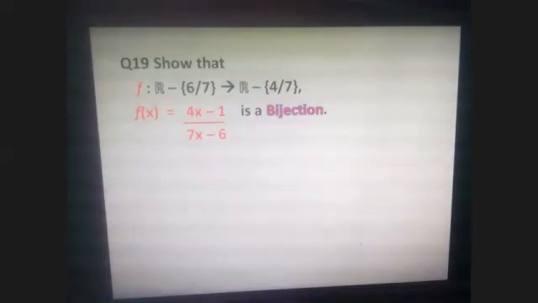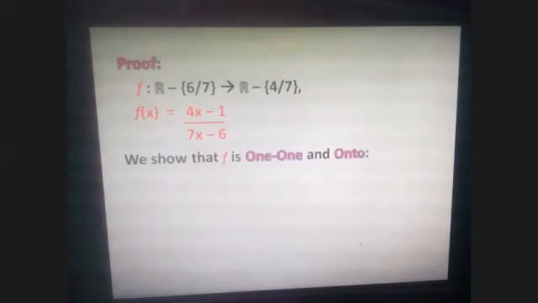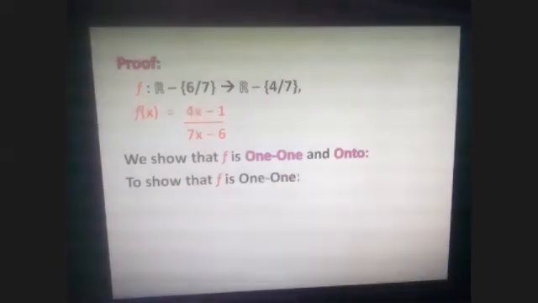Show that f is a bijection. I will show this f is 1-to-1 and onto. Very common question, but see the procedure very carefully. Very simple. To show f is 1-to-1, what is a 1-to-1 function?